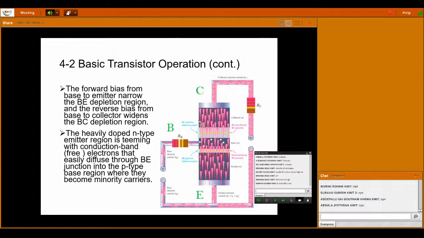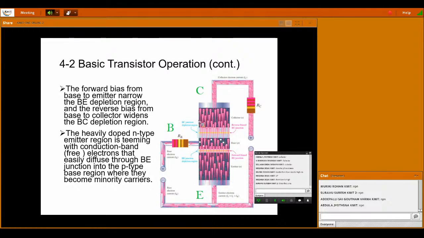In a common emitter configuration, our input current is base current and our output current is collector current. Hence here beta is denoted as the ratio of output current to input current, whereas in common base configuration, base is the common terminal. Our input current is emitter current and output current is collector current. So the ratio of IC to IE is known as the current gain in a common base configuration.